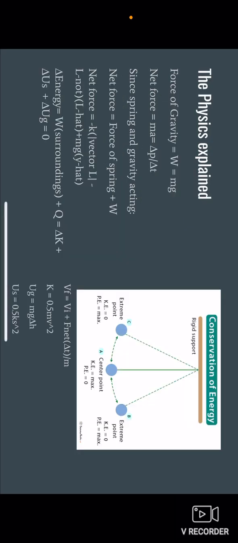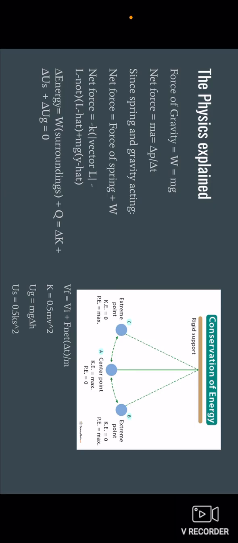So the physics explained. Pretty much the force of gravity here, just like always, is mg since we're on planet Earth. The net force is the change in momentum over the change in time. We have the spring and gravity forces acting here, which meant that the net force was the force of the spring plus the force of gravity, which then we can change the force of the spring into negative k multiplied by the vector L minus L naught, and then all that multiplied by L hat plus mg y hat.